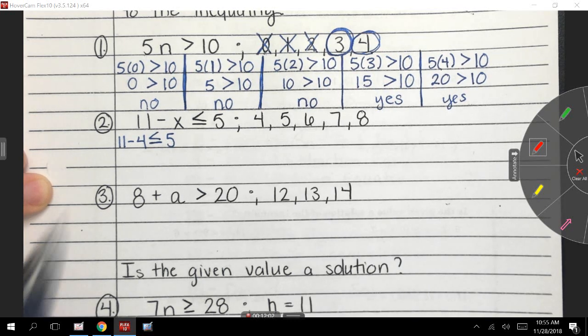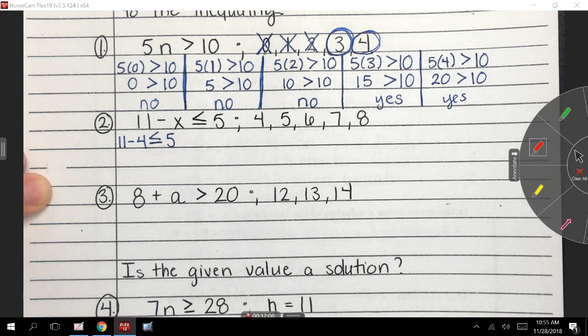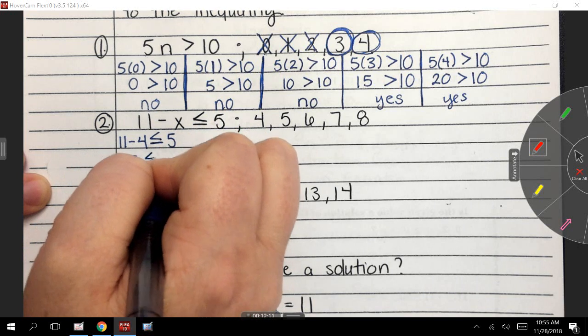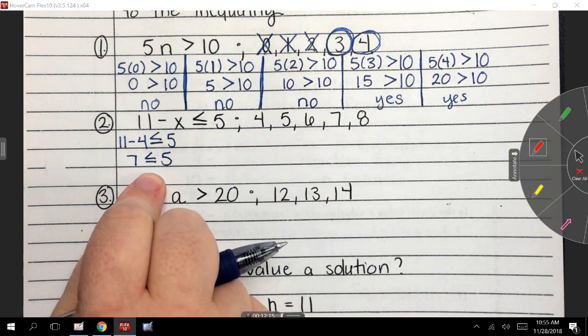All right, so now it says 11 minus 4. What is 11 minus 4 going to give me? Truett? 7. And then we have less than or equal to 5. So again, guys, I know a lot of us have trouble remembering which one is the less than and which one is the greater than.